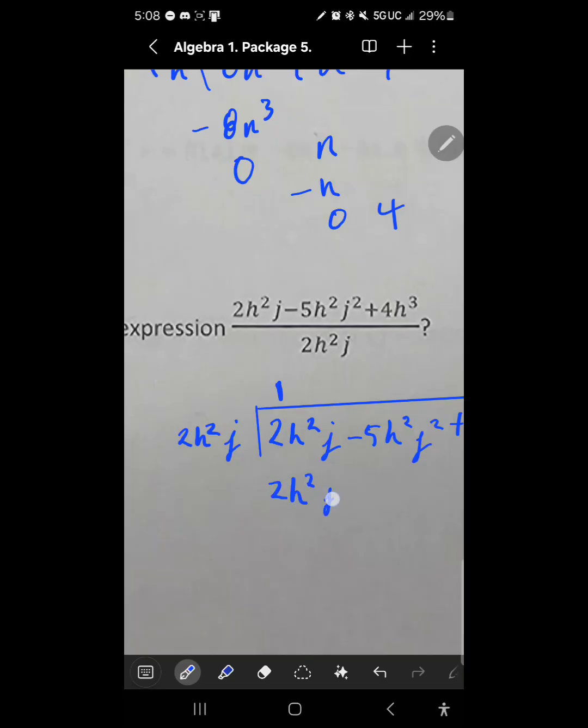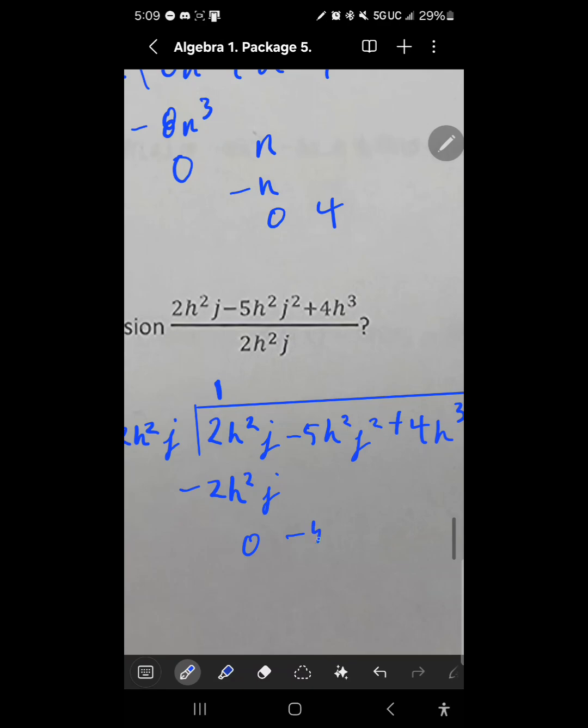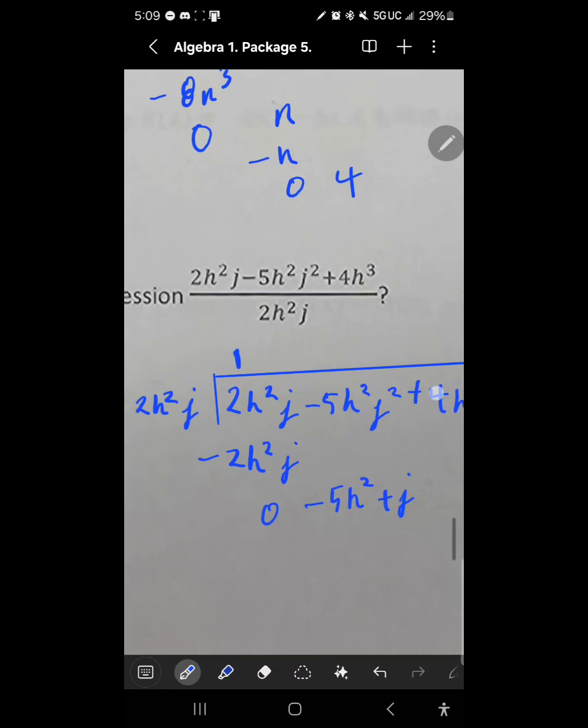I will put the negative, so this is 0, and then we have negative 5h2j squared. Sorry about that. Then negative 5 divided by 2 is negative 5 over 2. H squared divided by h squared is just 1, and then j squared divided by j is j.